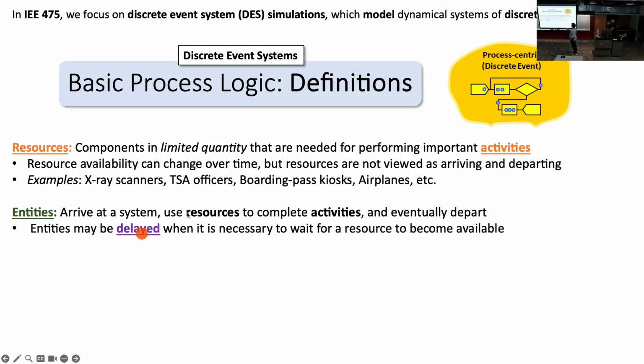When they arrive to a resource and the resource is not available, usually because another entity is using it, they have to wait for an amount of time, and that's referred to as a delay. So this is the first important distinction I want to highlight: activities versus delays. The time you spend in or with the resource is an activity.